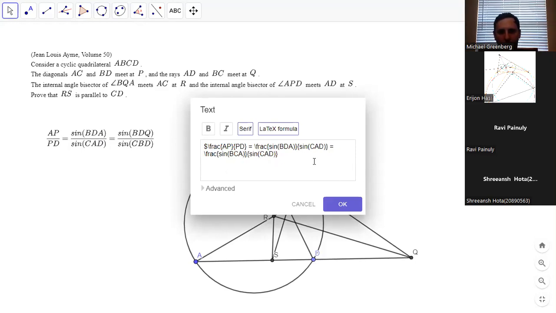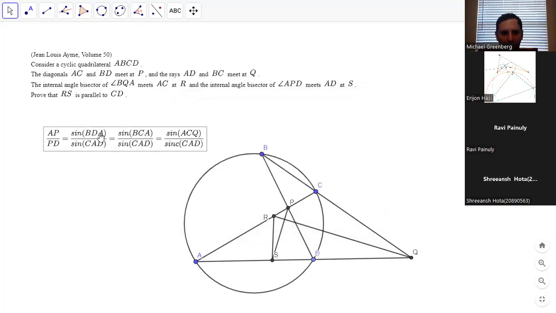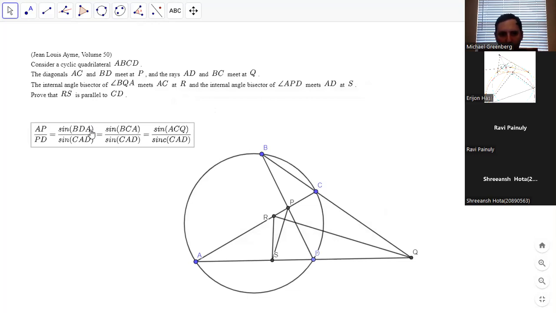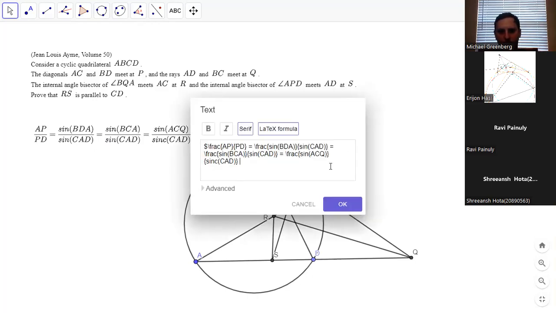So I'm just going to write it out one more line. So sine of ACQ over sine of CAD, and that is, I'll change it in just a sec. So that's PB. That is AQ over QC. And this might make it better.